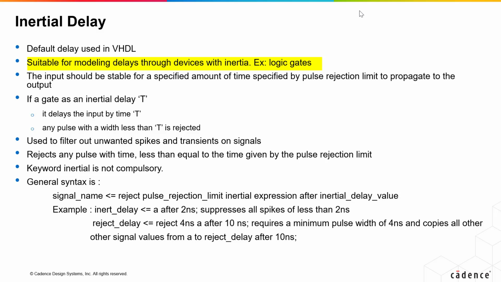Example, logic gates. The input should be stable for a specified amount of time given by the pulse rejection limit to propagate to the output. If a gate has an inertial delay t, it delays the input by time t, and any pulse with a width less than t is rejected. This delay is used to filter out unwanted spikes and transients on signals. Note that the keyword inertial is not compulsory. The general syntax is as shown.